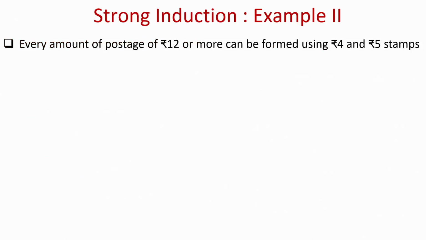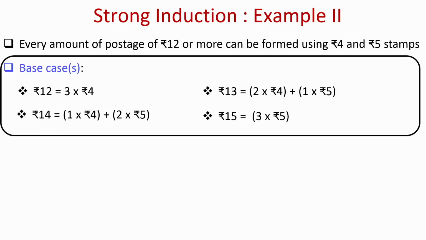Let me give you another example of strong induction. The statement here is, imagine that in India the only postal stamps which are issued are of denomination rupee 4 and rupee 5. Now, the statement I am trying to make here is that each denomination or each postage of rupees 12 or more can be expressed in terms of only 4 rupee stamps and 5 rupee stamps. That is the statement I am making here.